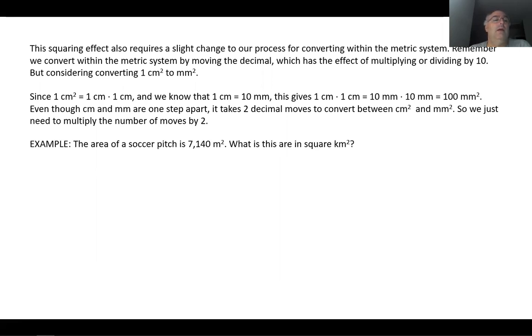Here's an example. The area of a soccer pitch is 7,140 square meters. What is this in square kilometers? Kilometers squared.